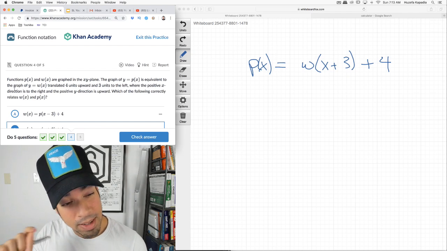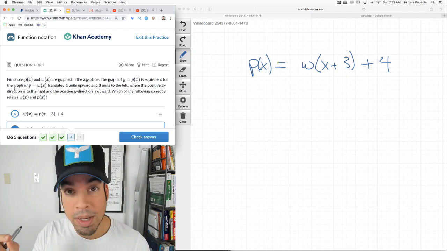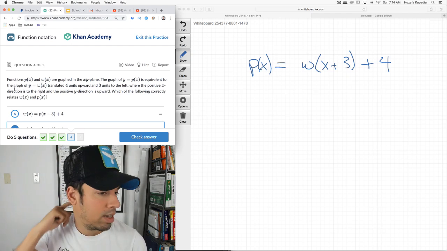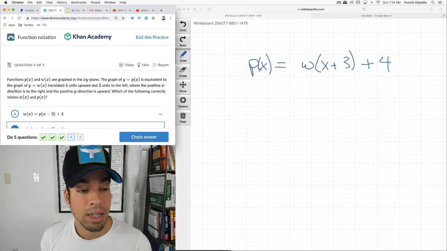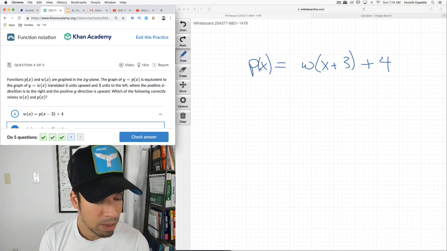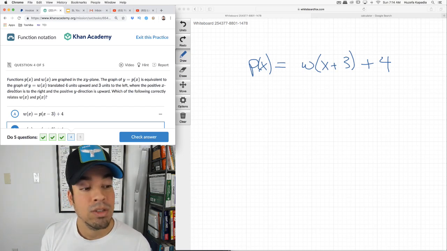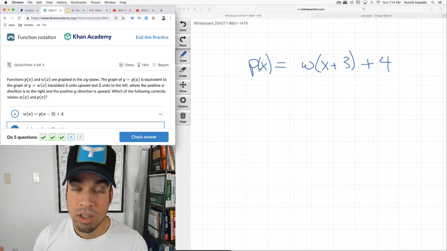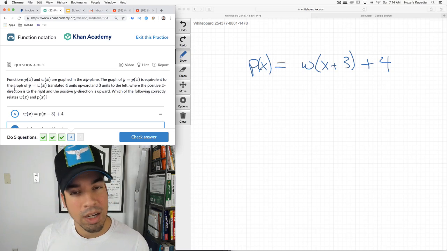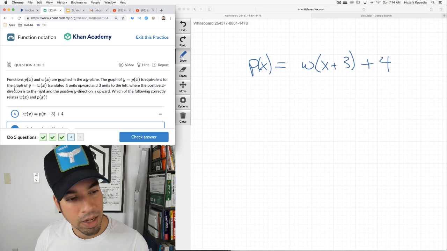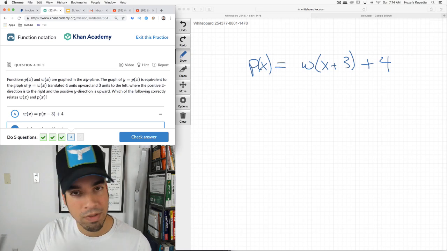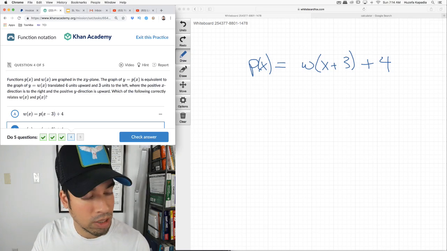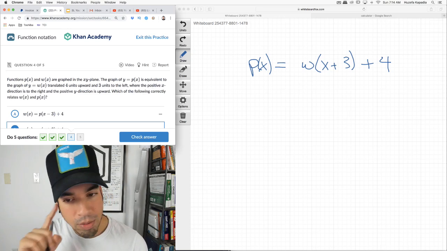Yeah, I feel like the way they phrased it is not the best because it's confusing. I can't tell if they're saying p of x when translated 4 units up and 3 units to the left is equivalent to w of x, right? Or if they're saying p of x is equivalent to w of x when w of x is translated 4 units up and 3 units to the left. And sometimes I see this with the Khan Academy questions. They're a little bit vague. You usually won't ever see this on an actual SAT or College Board test. So that's where I'm getting confused.